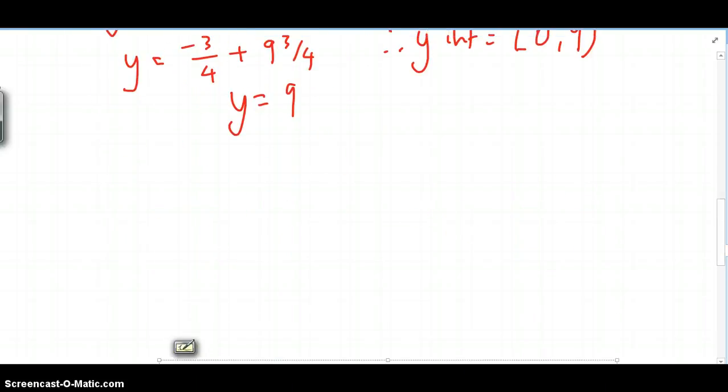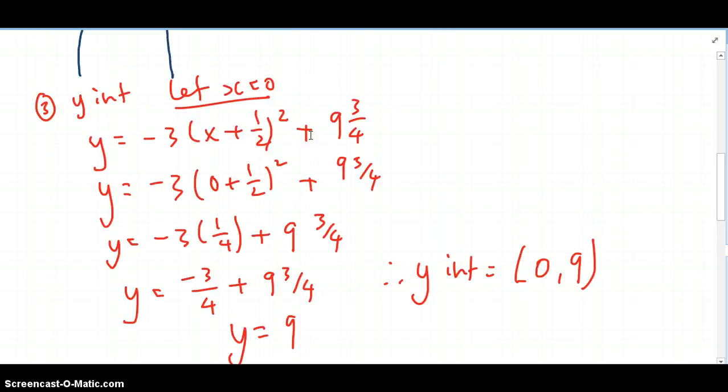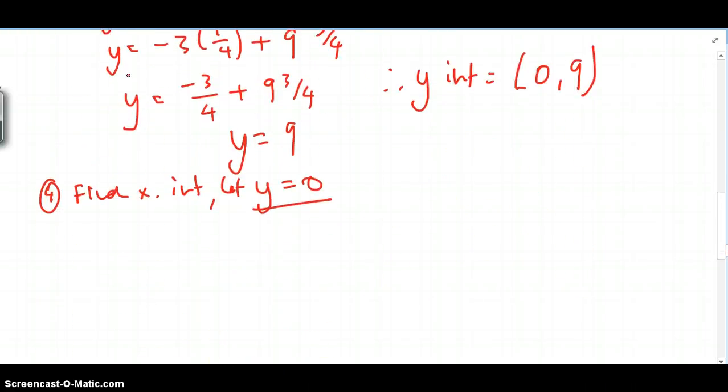So question 4, find the x-intercepts, and to find the x-intercepts we let y equals 0. So let y equals 0. The original question was y equals minus 3 times (x plus a half) squared plus 9 and 3/4. Just going to check that that's right.